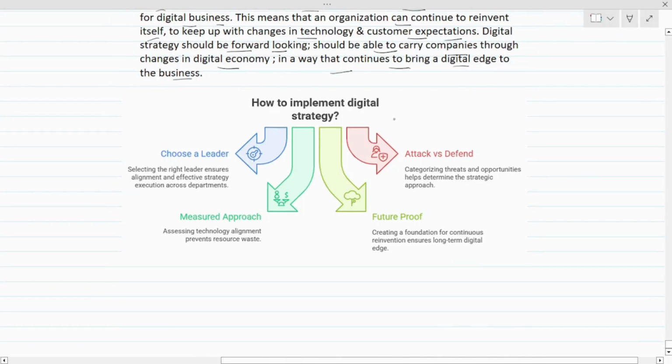So how to implement digital strategy? First of all, you choose a leader. That stands for C. It says selecting the right leader ensures alignment and effective strategy execution across departments. The second one is A, attack versus defend. That is categorizing threats and opportunities, which helps determine the strategic approach. The third one is M, that is assessing technology alignment, which prevents resource waste. And then there is P, that is proof. What proof? Future proof. It talks about creating a foundation for continuous reinvention, ensuring the long-term digital advantage that you have, right?